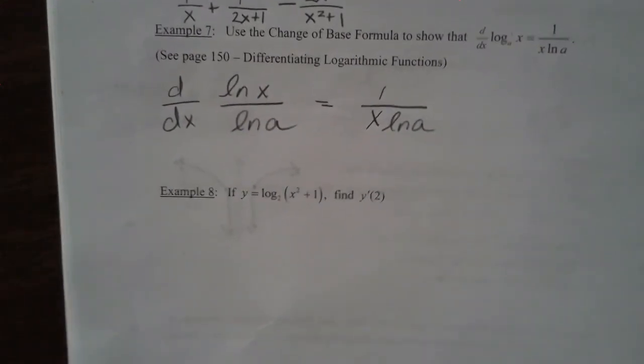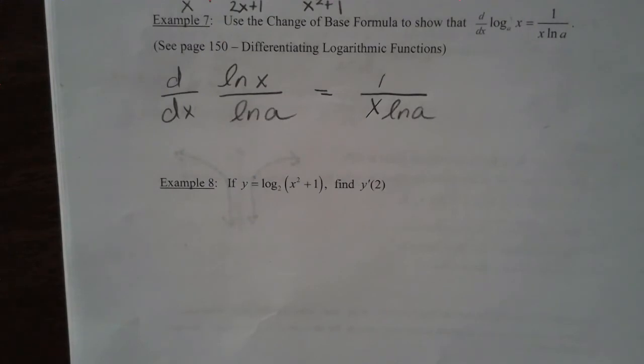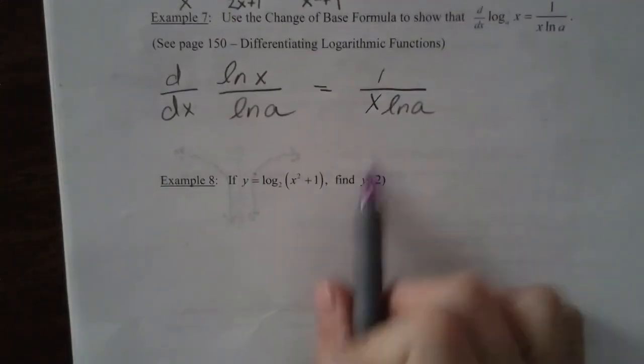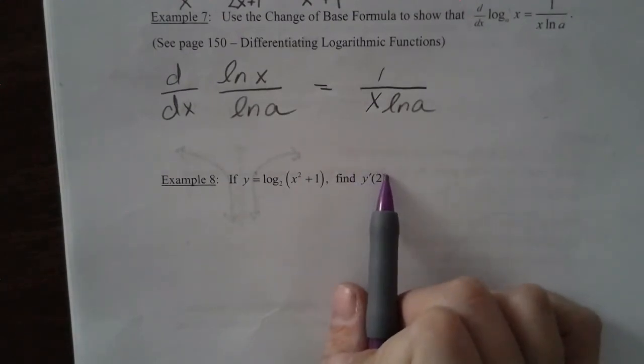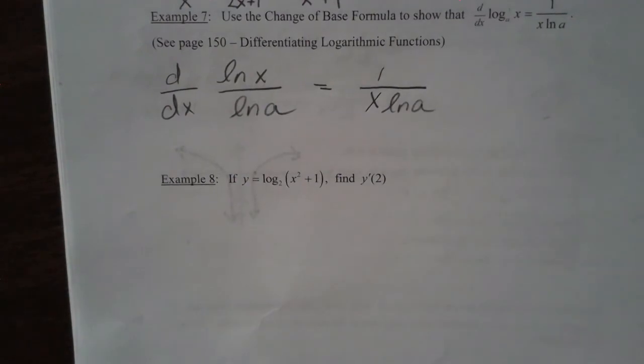Now we have y equals log base 2 of x squared plus 1, and then we're going to evaluate y prime of 2. Remember, what are a couple things that this means? Well, if we're finding the derivative at 2, we're finding the slope at 2.